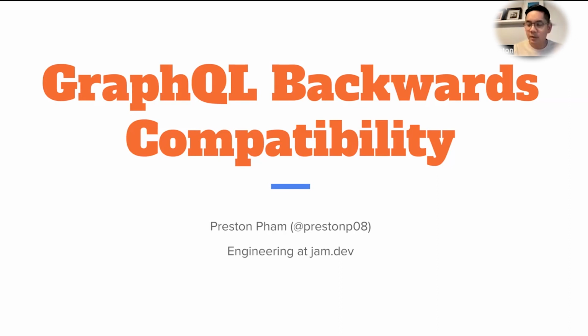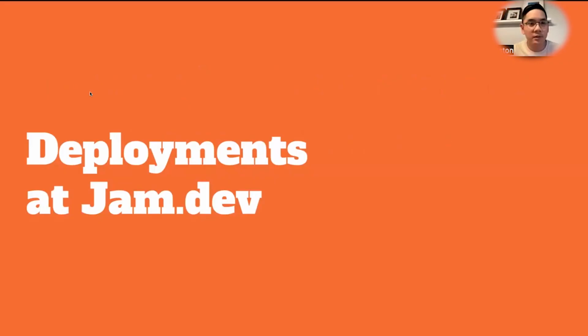I basically think that there's a lot of ways that you can sort of hurt yourself with GraphQL. We've certainly experienced that, and we want to share some advice to manage some of that. So, what's the need for backwards compatibility?